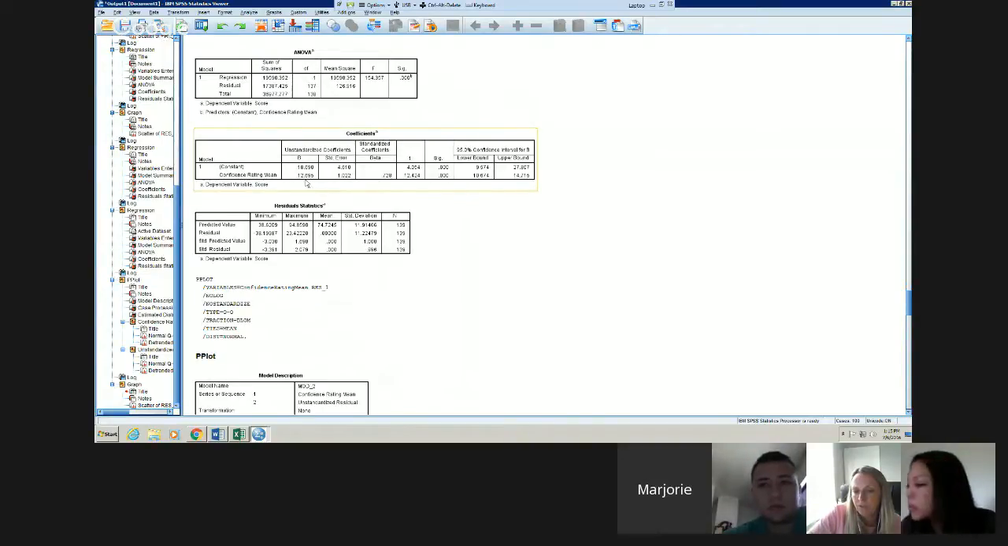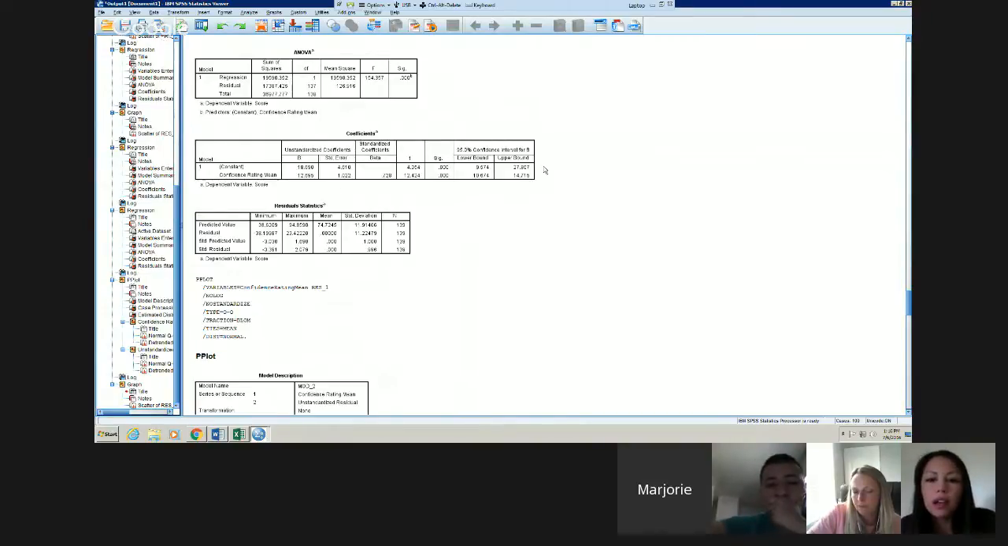Now construct a 95% confidence interval for beta 1. Input your lower bound, and it's the lower, it's the 10.674. Is it the bottom? Yeah, it's the bottom one. Okay, so lower bound is 10.674. Upper bound is 14.715. Perfect.